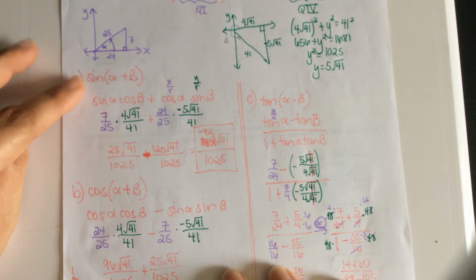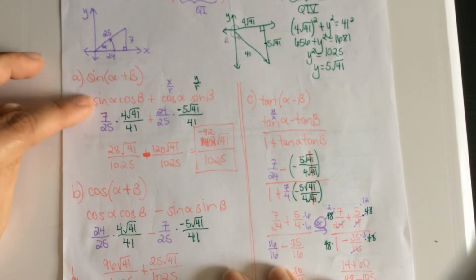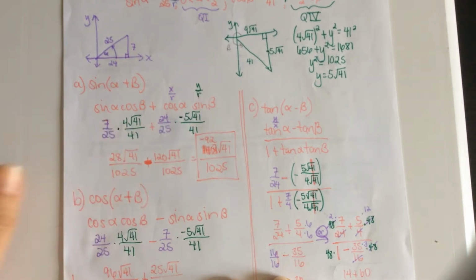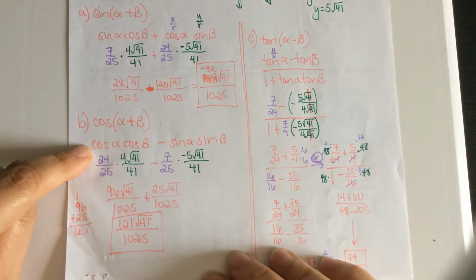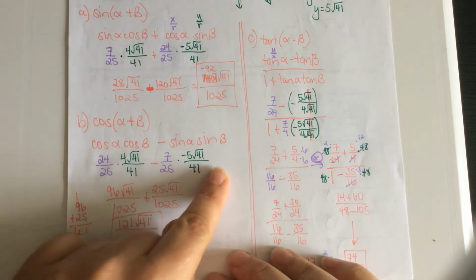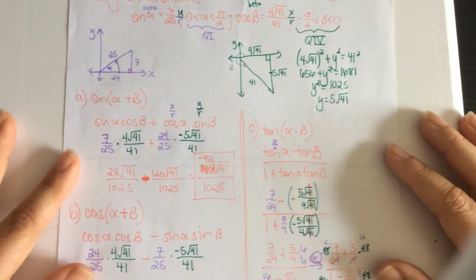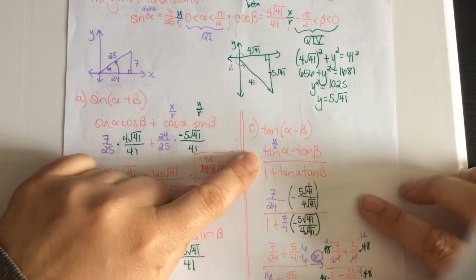Okay, so this one was just straight applying the formula and then using the pictures to find the values of all 4 of these things and simplifying. Same thing here, applying the formula and then using the picture to find all 4 of those things and simplifying. And then same thing here, applying the formula.